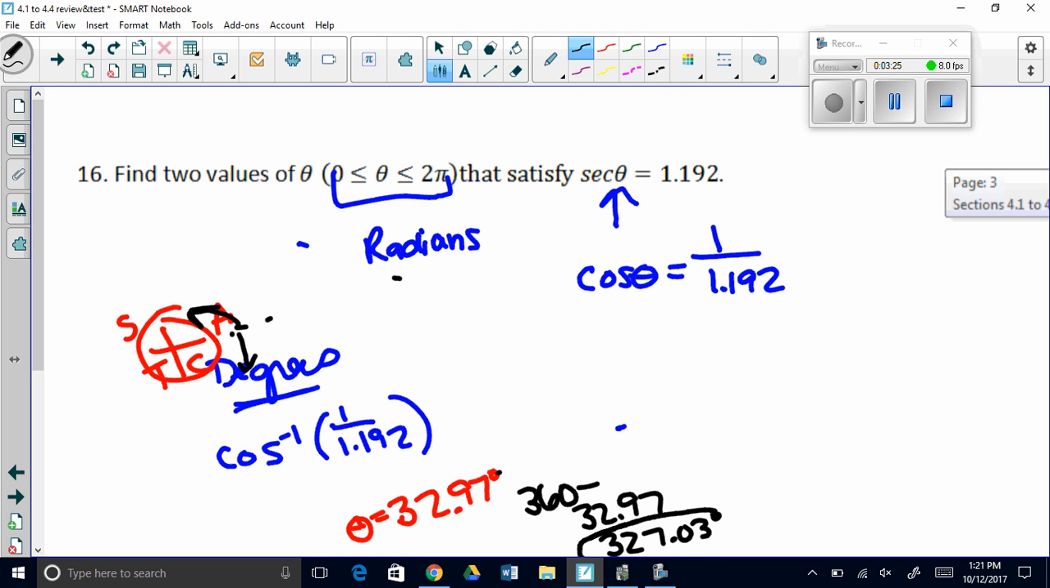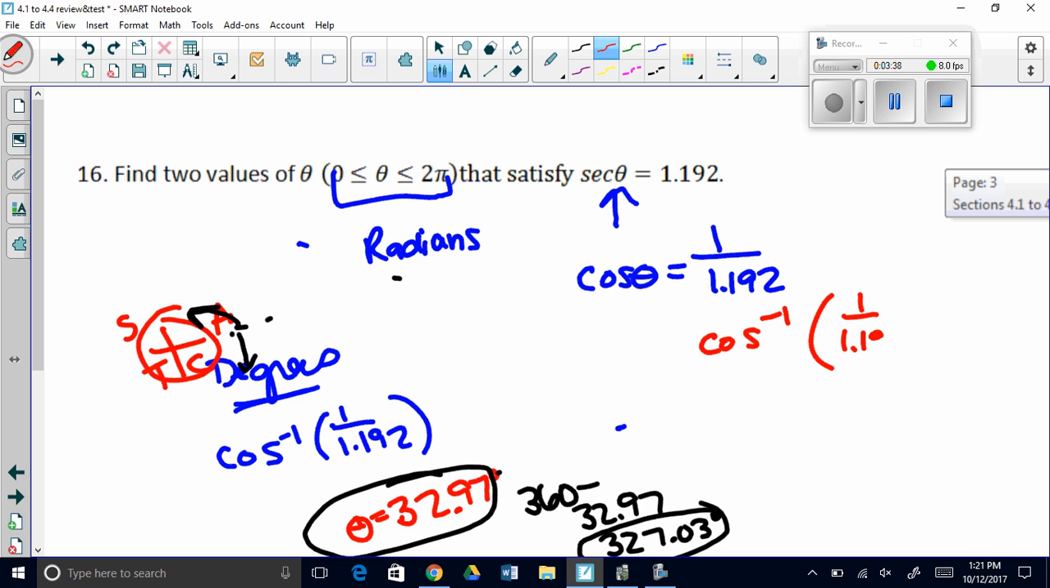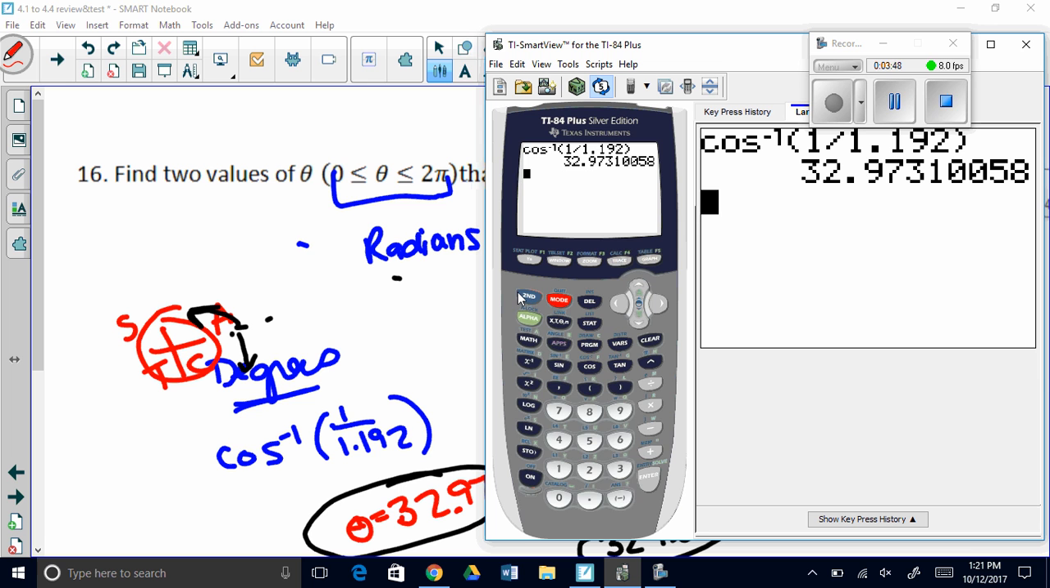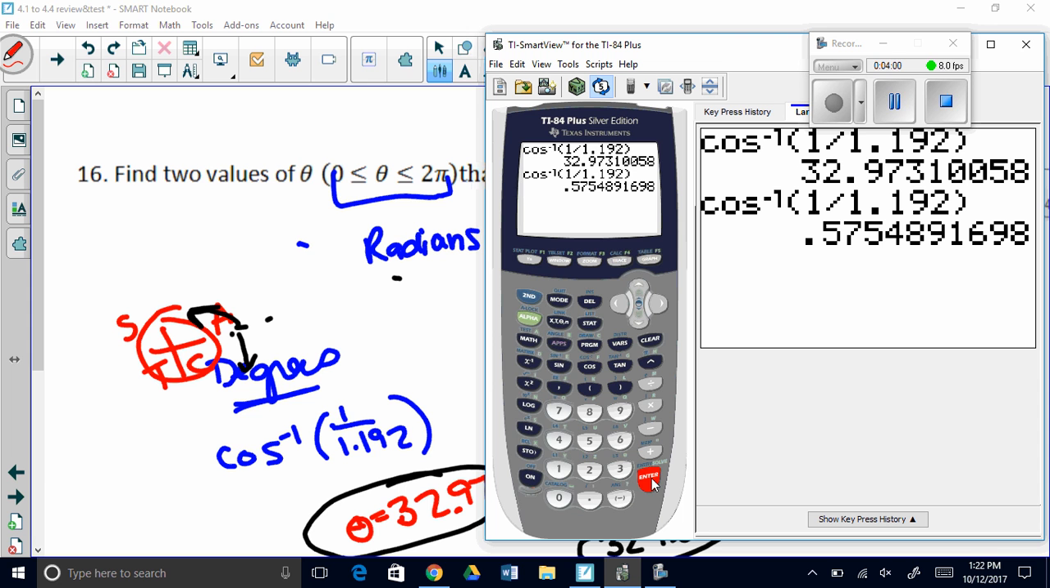Now, of course, that's degrees. That's not what it was asking for at all. But remember how I told you, I think degrees are easier. So for radians, we would do the exact same thing. We would do the inverse cosine of 1 over 1.192. We go to our calculator, we do mode, enter, and I'm going to type the exact same thing in. There we go.